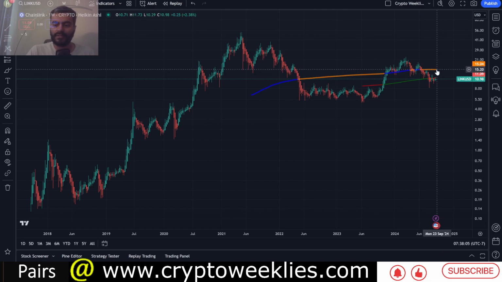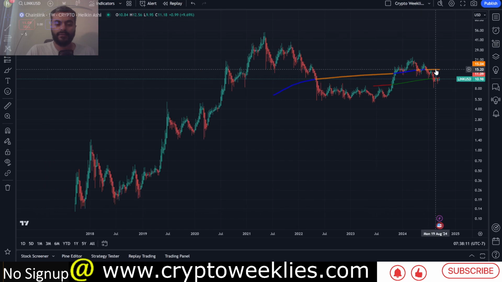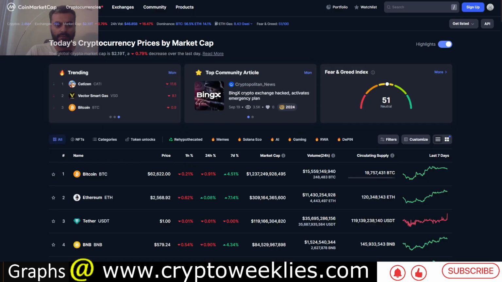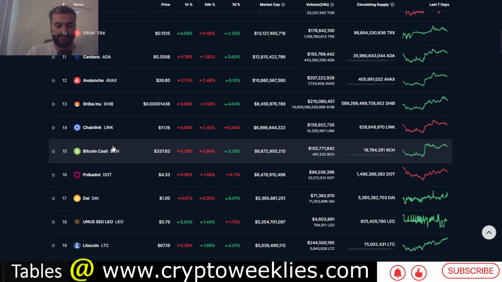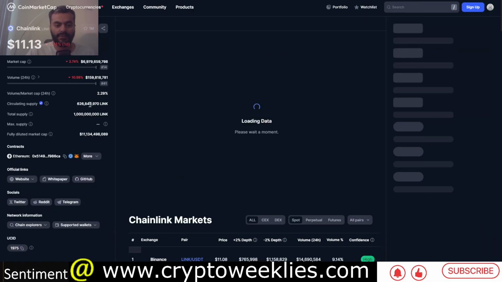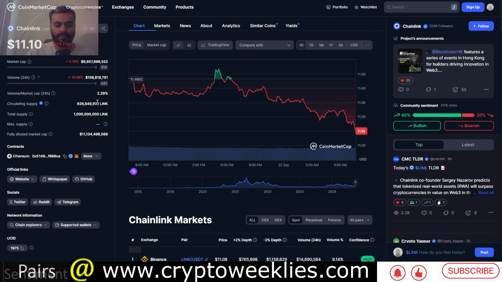That means price at around $11 is lower than the 200-week moving average at around $15. The key idea with Link is it's one of the successful cryptos. You can say it's always in the top 20 by market cap. You can see over here market cap base rank. It's ranked 14th, market cap slightly under 7 billion. Per the tokenomics, you can analyze that about 62% of its total supply is in circulation at 1 billion total supply.